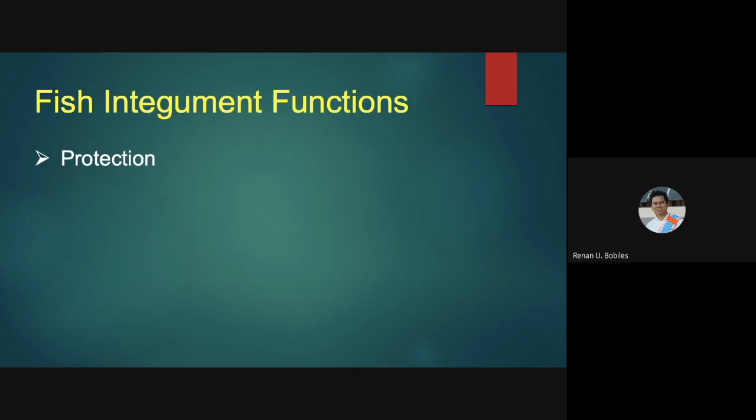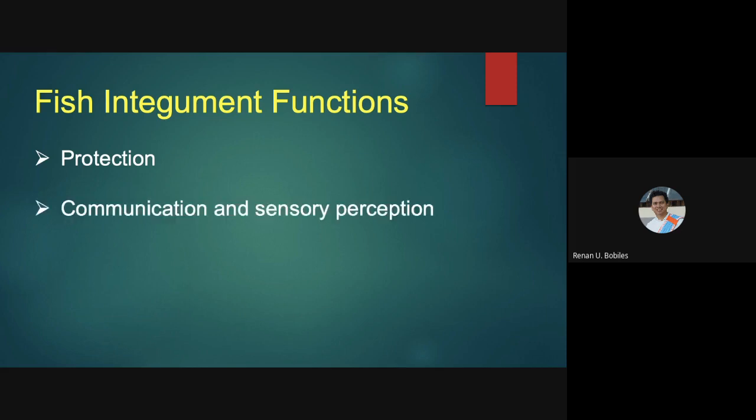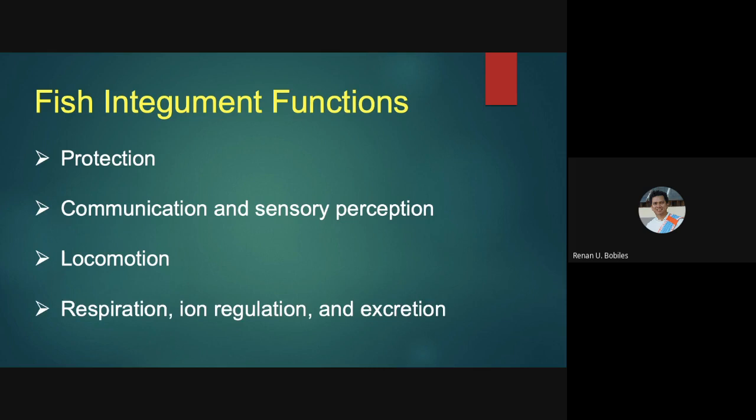One function of the integument is for protection. Okay? One of the functions of the integumentary system is for protection. Second, communication and sensory perception. Third, locomotion. Okay? Fourth, respiration, ion regulation, and excretion.